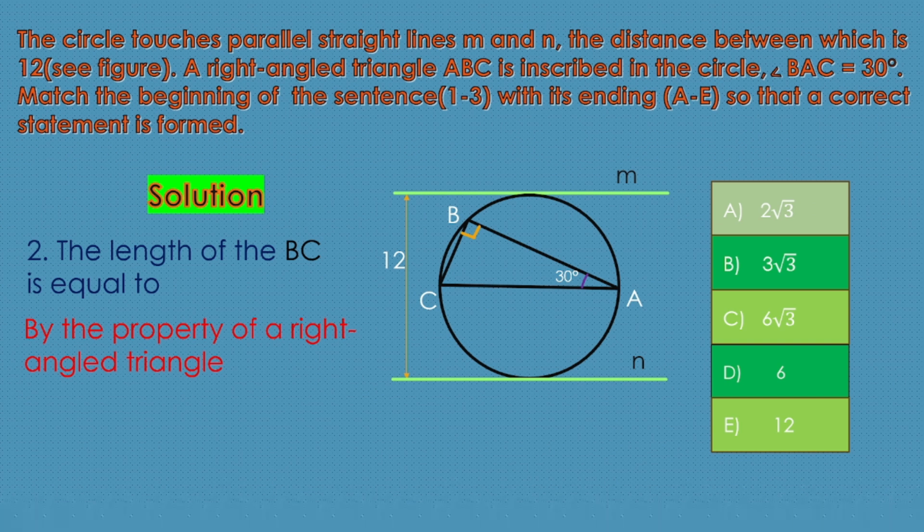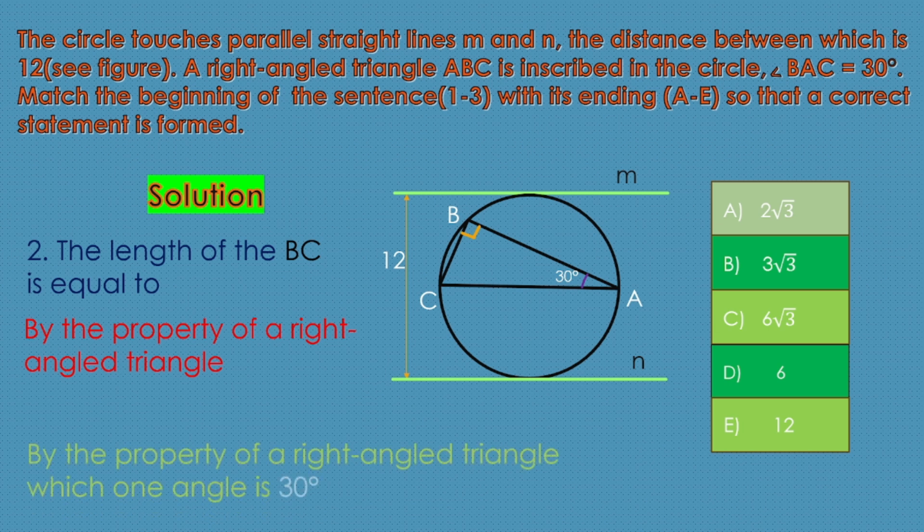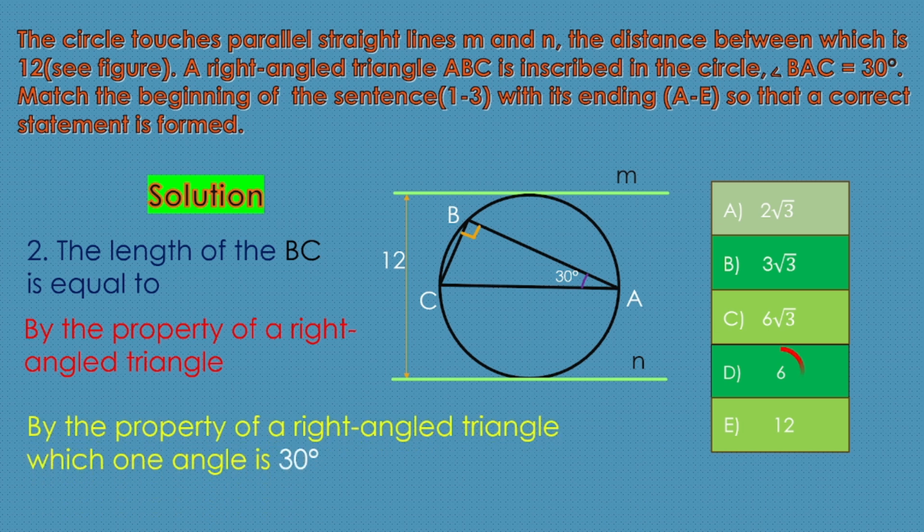Next, according to the property of a right-angled triangle with one angle of 30 degrees, the leg BC, which is opposite this angle, is half the hypotenuse. So, if the hypotenuse is 12, we divide 12 by 2 and get 6. And that's the whole story. The answer is D. Let's move on.